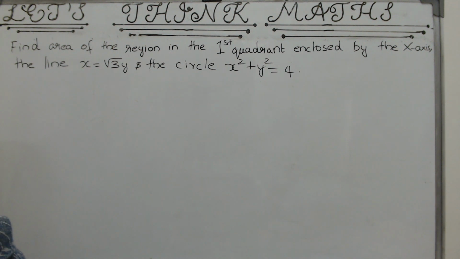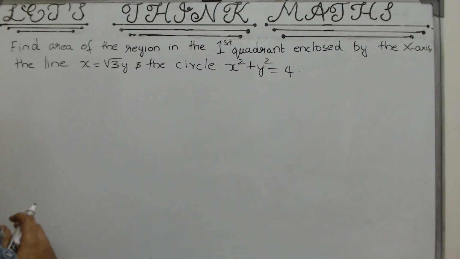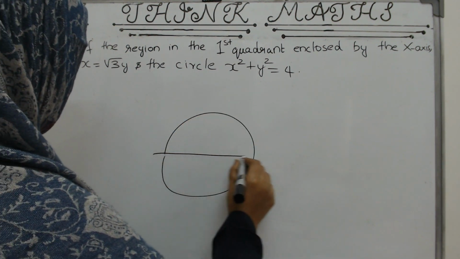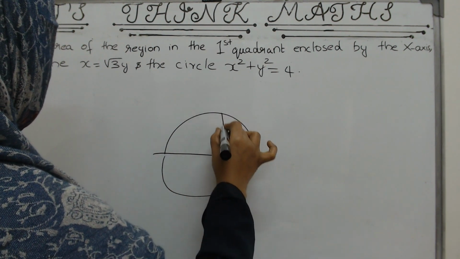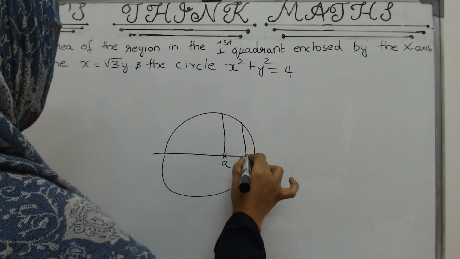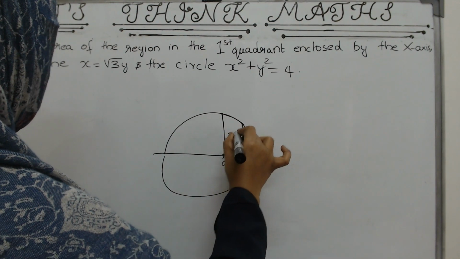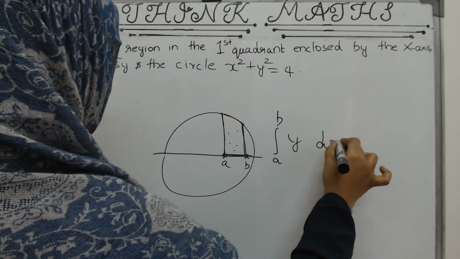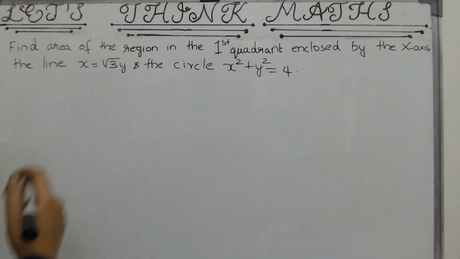Now we move on to our second set of case studies. The first few questions we did were all of the same kind, right? How did all those questions look? We had a curve, we had an x-axis or a y-axis. Here I am taking the x-axis, and we had 2 points A and B, and we found out how to find the area enclosed between the x-axis, the curve, and these two lines. And what did we find the equation to be? It was a to b y dx, where the value of y was given by this curve.